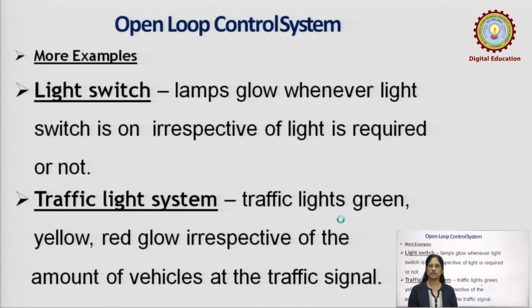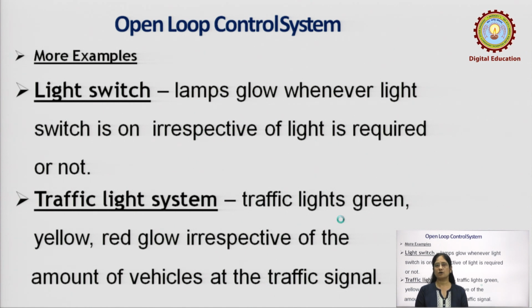The green, red and yellow lights glow for a preset time, but the output is not sensed here. If the number of vehicles towards one end is more and the other end is less, the preset time does not change for a particular direction; that is not sensed. The green light glows for some 60 seconds or 10 seconds, and then the yellow and the red light. So, if the traffic lights function for a preset, well decided time, then those systems are all open loop control systems.